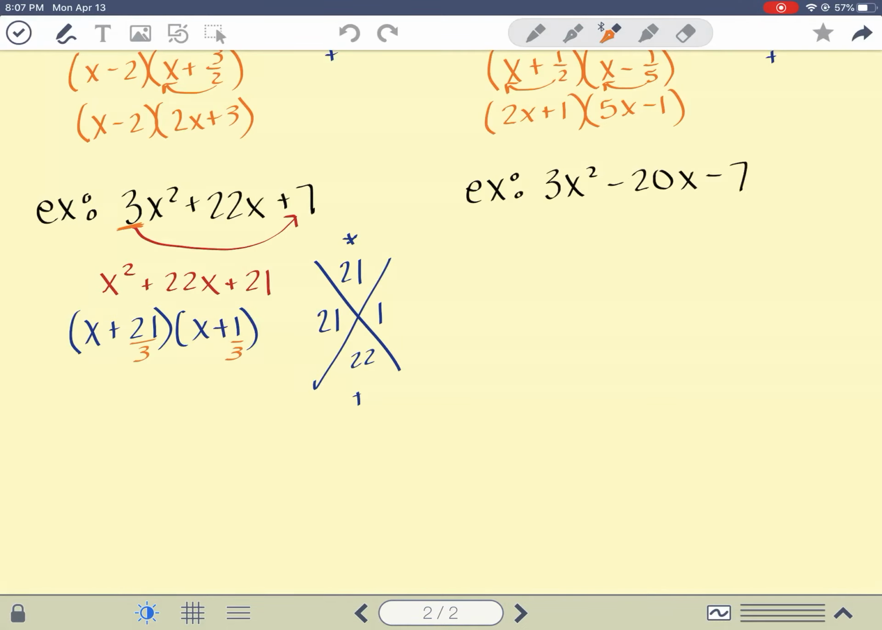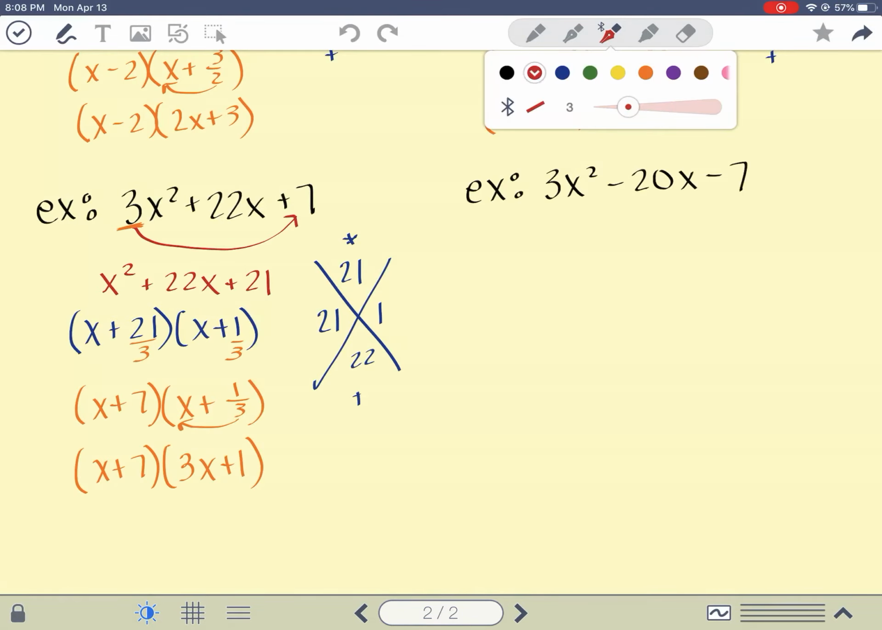And then, of course, don't forget, we have to put this 3 under. So I get x plus 7, and the second one does not simplify. Then I bring this 3 up to the front and slide it back, so I get the quantity of x plus 7 times the quantity of 3x plus 1.